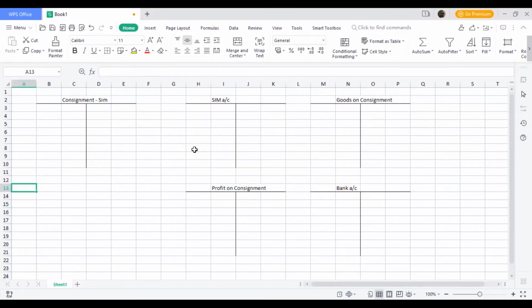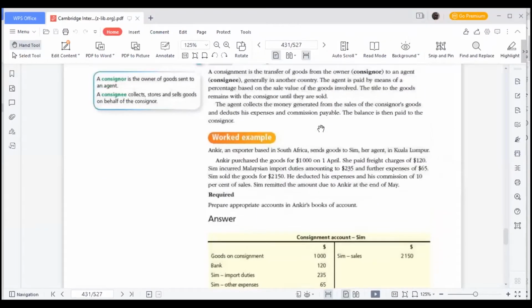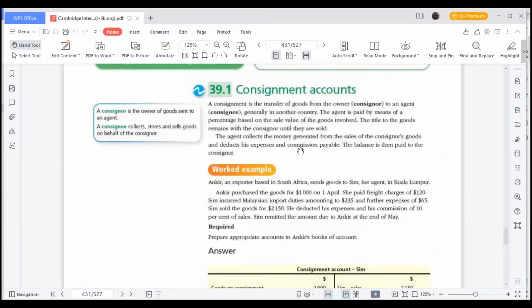Okay, so let's start the sum. Consignment, Sim. Now, whatever the expenses incurred by the owner, which is Ankir, we should represent under consignment account. It's very simple to write it down. It's not a hard sum, so take it very simple. Don't make it complicated.